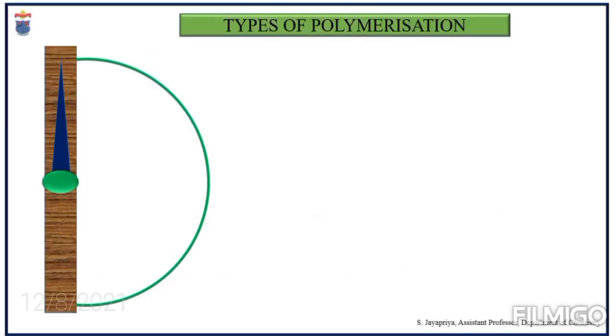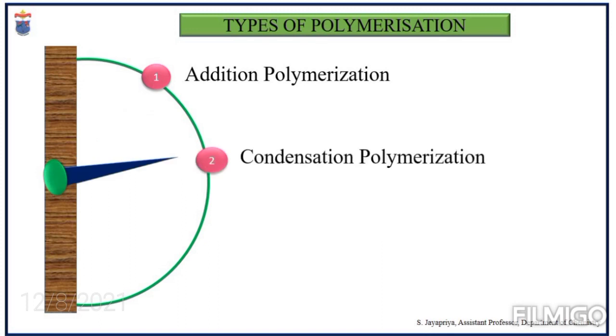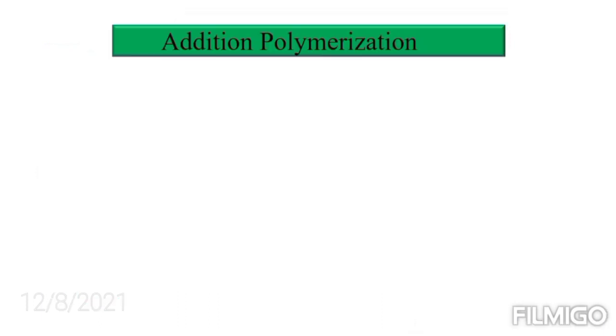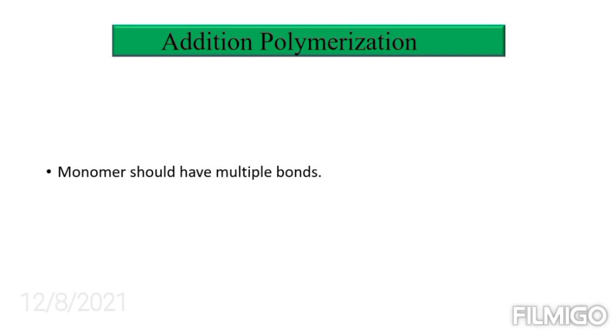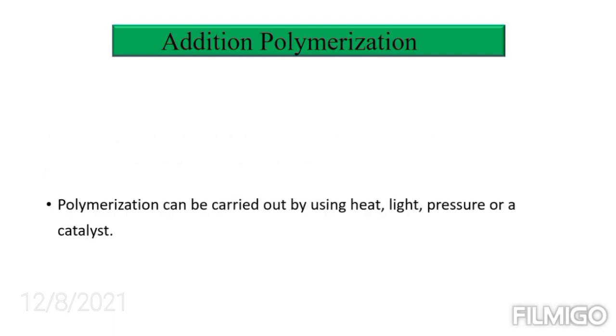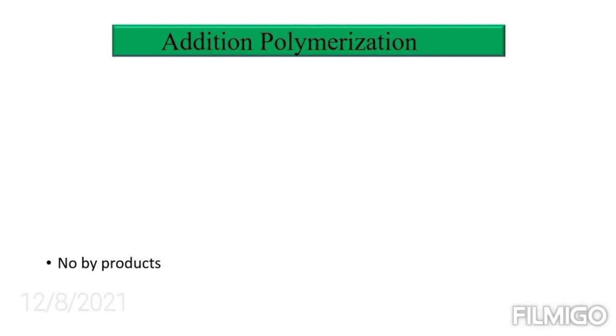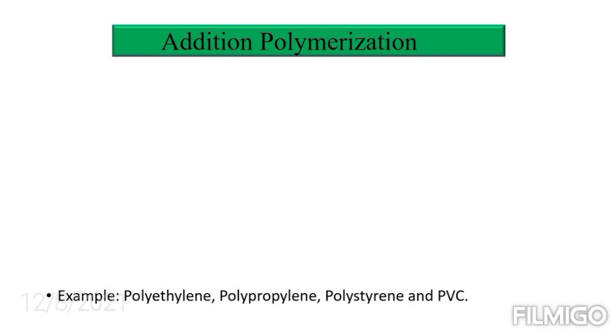Based on the synthesis, polymerization can be classified into three types. The first one is addition polymerization, then condensation polymerization and copolymerization. Addition or chain growth polymerization: in this process, the polymer formed is an exact multiple of the original monomeric molecule and the monomer should contain one or more double bonds. Polymerization can be carried out using heat, light, pressure or a catalyst. There are no byproducts, that is, no elimination of any simple molecule during this reaction. Examples: polyethylene, polypropylene, polystyrene and polyvinyl chloride, etc.